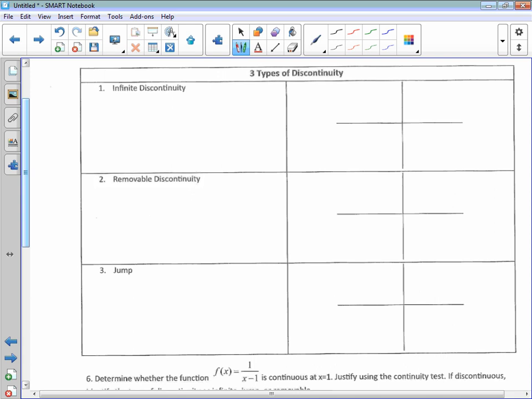All right, so we have 3 different types of discontinuity. You've heard these before. An infinite discontinuity. That is an asymptote. I think you know that that's where the denominator equals 0.